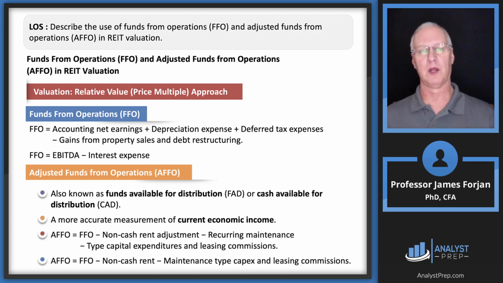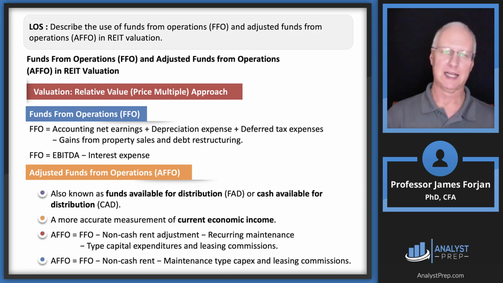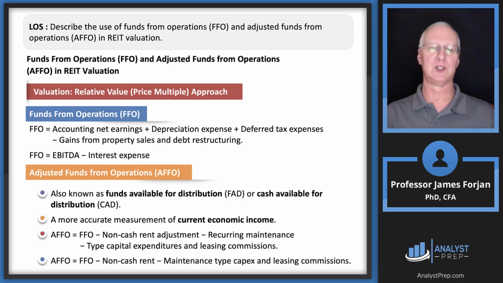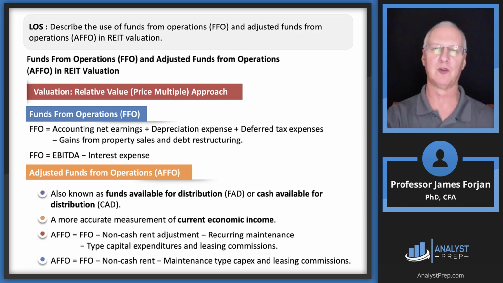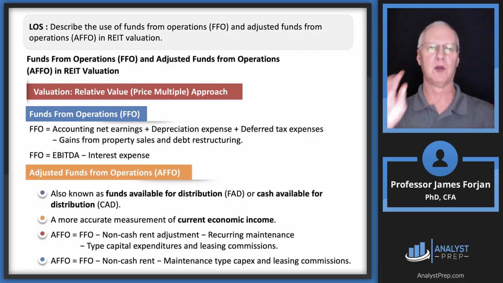Then, of course, we want to make some adjustments to those funds from operations because they're kind of like accounting income, right? We want to adjust it to make certain that we know about cash available for distribution or cash available after all expenses have been paid. So this is kind of like the similarities between accounting income and operating cash flow. But look at that second embedded circle point. This is a more accurate measurement of current economic income. So that's probably super important. So why do we make this adjustment? Well, we do it for those 2 reasons.